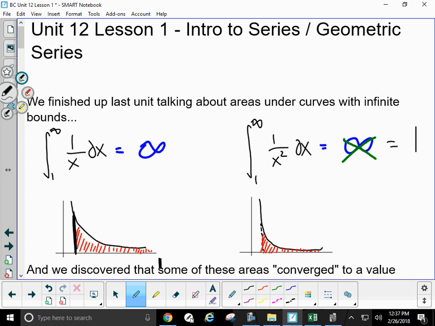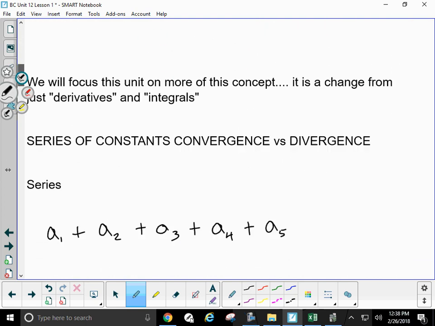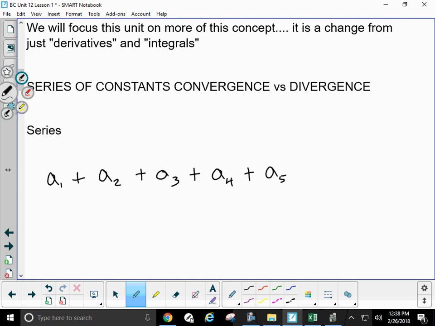This is something that just deserves more attention from smart students like you. So we are going to look at whether infinite sums of things will converge to a number or diverge, which means maybe trend towards infinity, or maybe it just doesn't converge to a specific number. We are going to be talking about series of constants and whether they converge or diverge all unit. Now, what is a series? It's just a sum of multiple numbers.